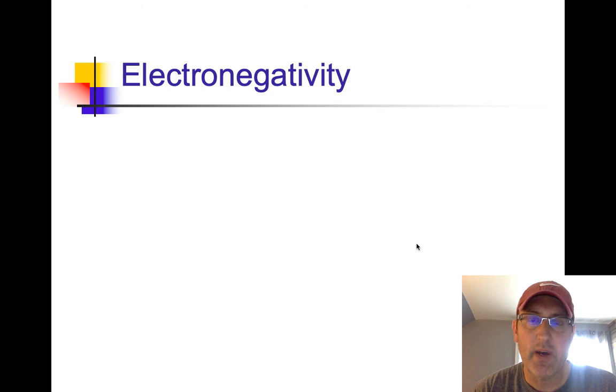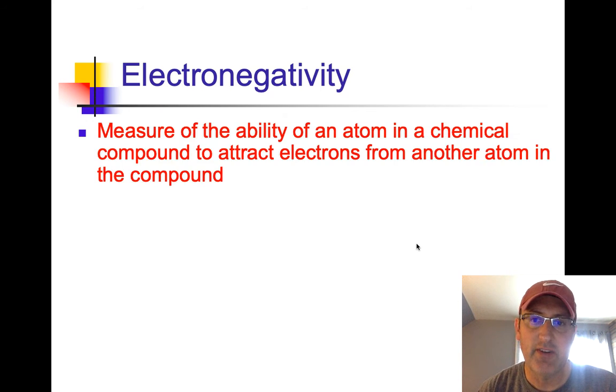A couple of these aren't quite as straightforward as ionization energy and atomic radii with what you did yesterday. But you can still make some predictions based off the periodic table, or based off the element's location on the periodic table. So the next trend is electronegativity. So here is the definition of what electronegativity is.